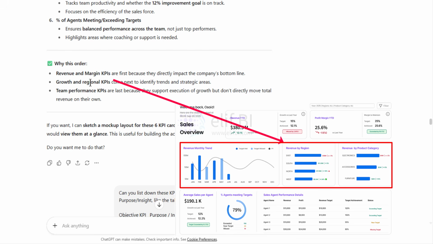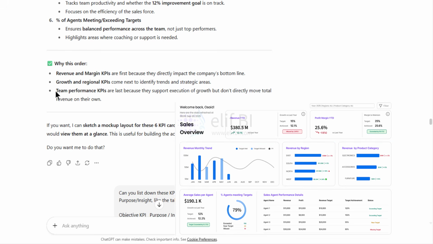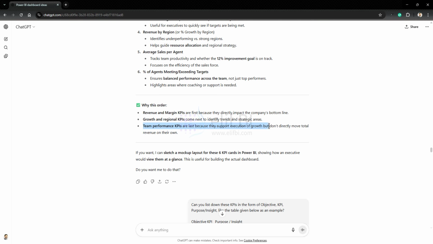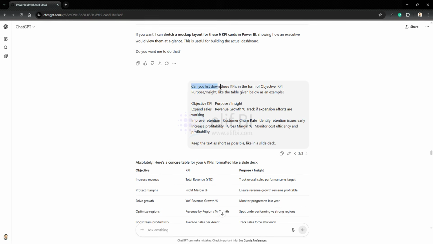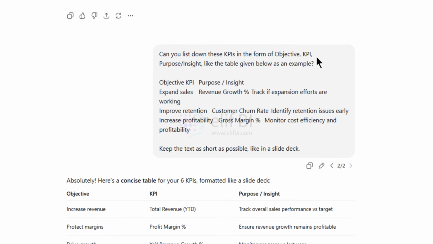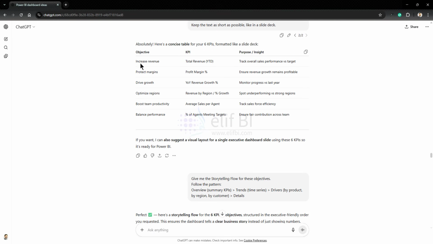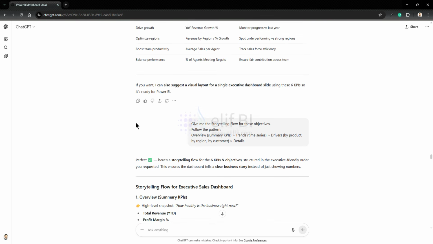This could also be a product one. It depends on how you are designing your dashboard. And then we have the team performance KPIs because they support the execution of growth. And then I go further and ask if it can list these KPIs in the form of objective, KPI, and purpose or insight, so I can get more understanding of these KPIs. As you can see, it gives me that table that I have already provided in the slide.